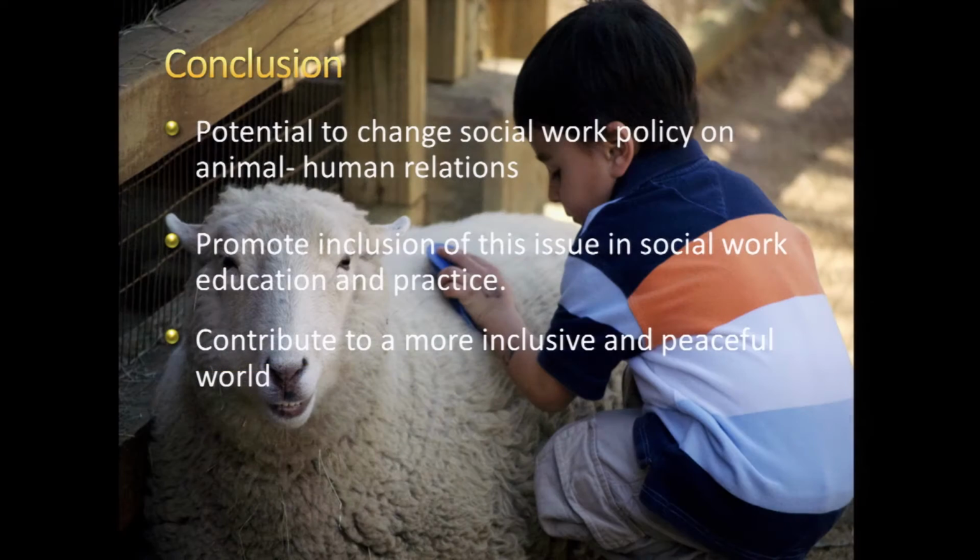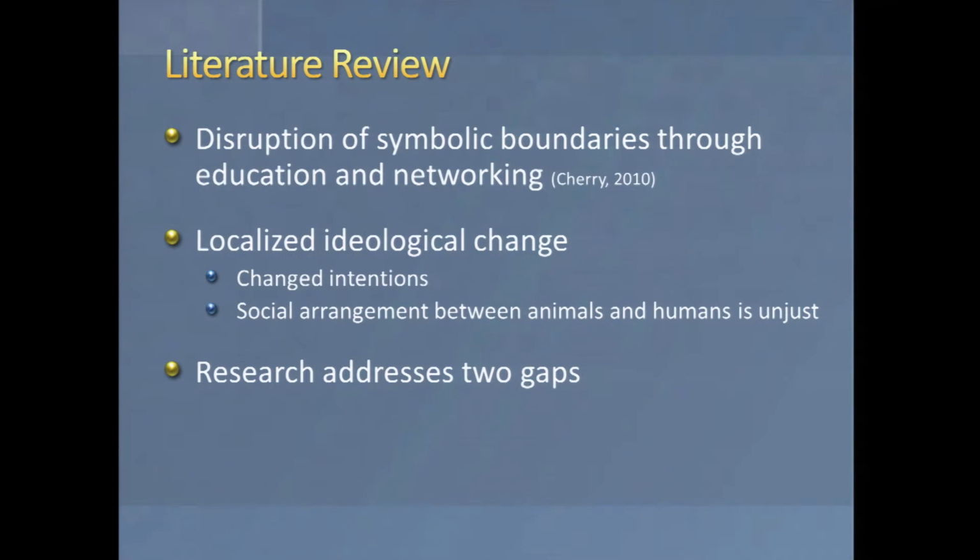So the research, getting ahead of myself. The research is going to address 2 gaps. And one of those, this is also from the literature review, is that there needs to be more studies based on animal perspectives about animal-human relations. So we'll be dealing with that. The second is that there are social work scholars that have called for social work to recognize this as a social justice issue, but there have been no empirical studies to explore this possibility. So this is going to be one.